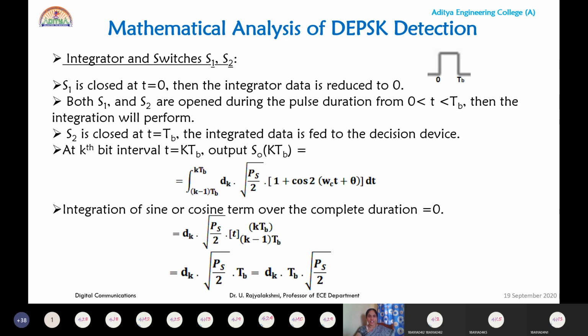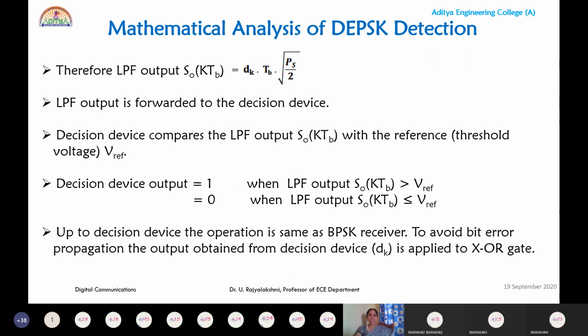So finally you will get dk into root Ps by 2 into the integration of dt, that will be t. Apply the limits, (k minus 1)TB to kTB. So finally you will get the output of the low pass filter as dk into TB into root Ps by 2. Okay, this is the low pass filter output. Now this is applied to the decision device. For BPSK the output of the low pass filter is b(t) into TB into root Ps by 2, but here instead of b(t) you will get dk, because here you are considering the unipolar sequence.